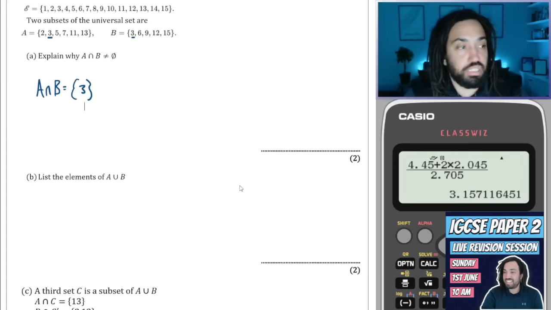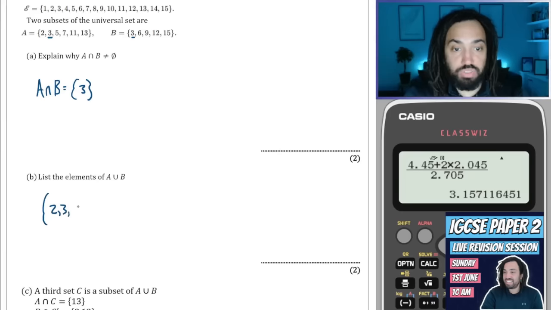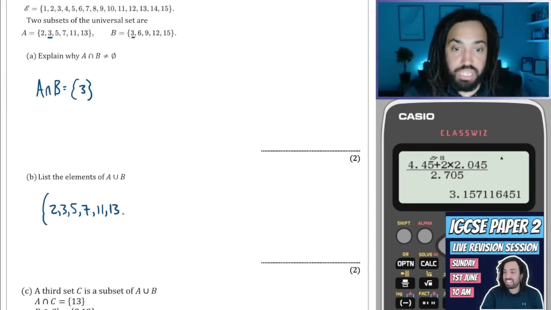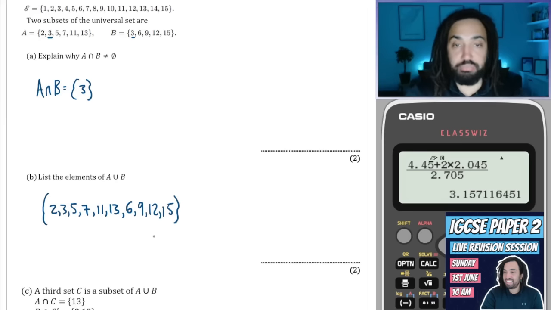Okay, next it says list the elements of the union. So the union is anything which is in A or B or both. So straight off the bat, all of the elements of A are in the union of A and B because they are in A. And then so are all the elements of B as well. Now we're not going to write 3 again because we've already written that once. But 6, 9, and 12 and 15 are all in the union because they're in B.